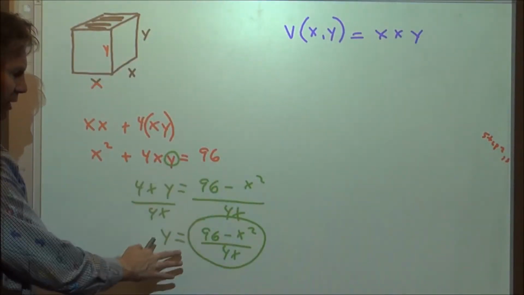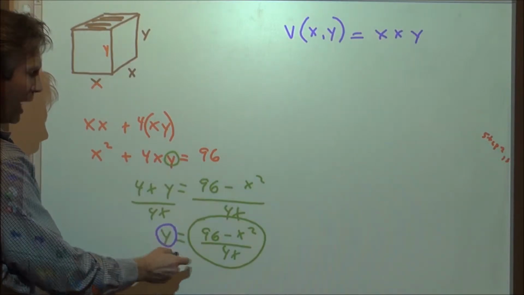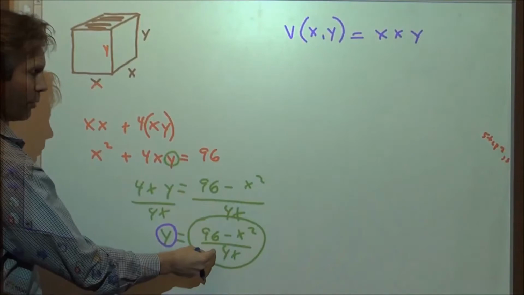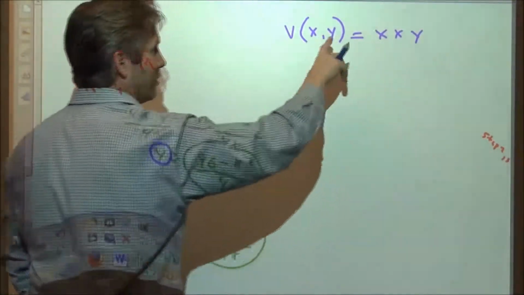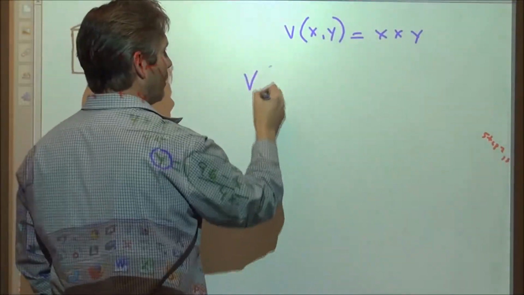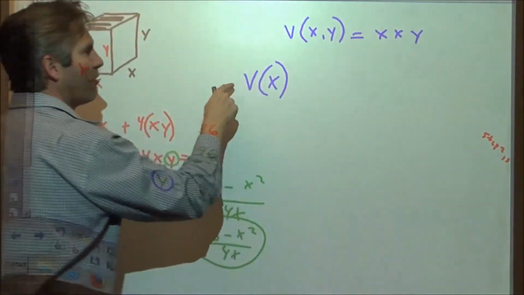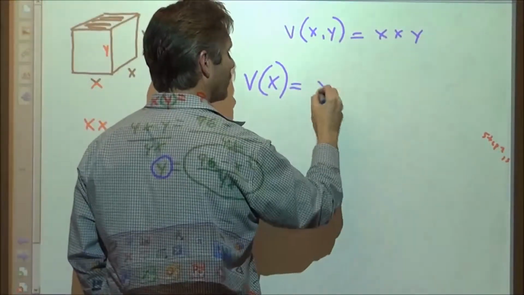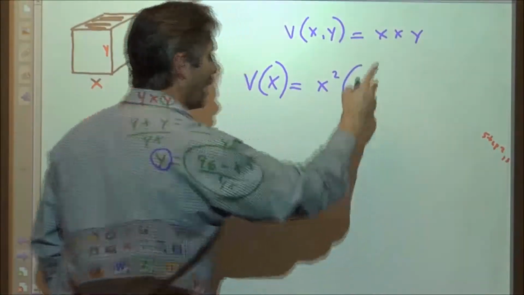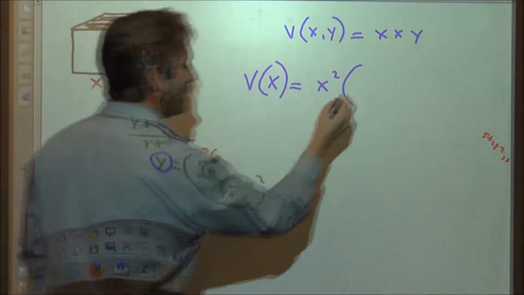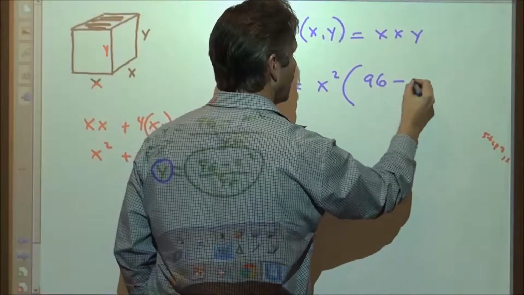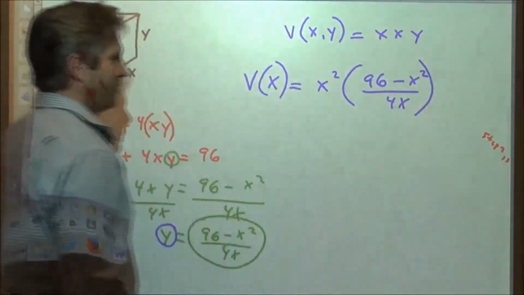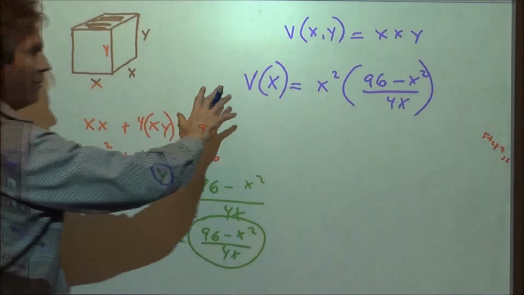We use the secondary information to say Y must equal this right here. So where we see the Y, we'll replace it with this, and we will only have X's in our function. So step 3, we will now have a volume function of just one variable X. It will be X times X, which is X squared, times Y, which we know is 96 minus X squared divided by 4X. So this would be our volume function.